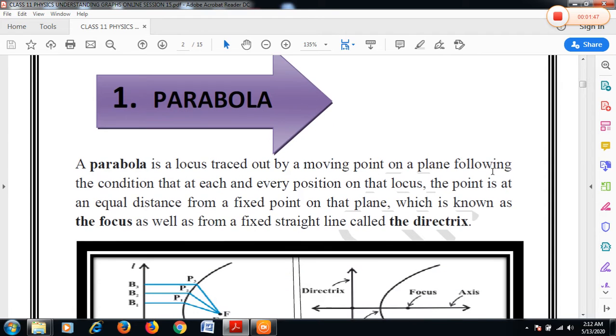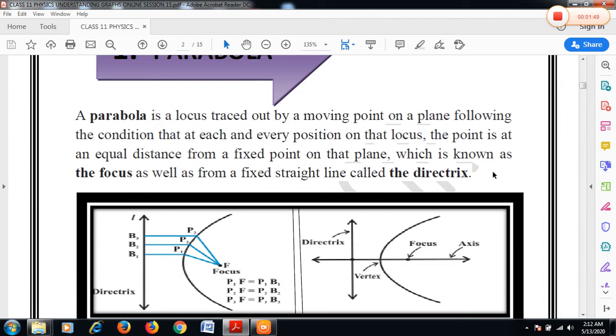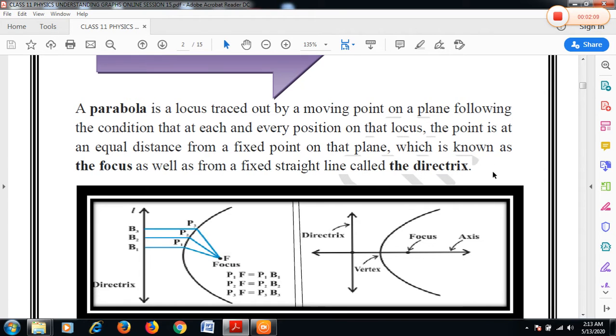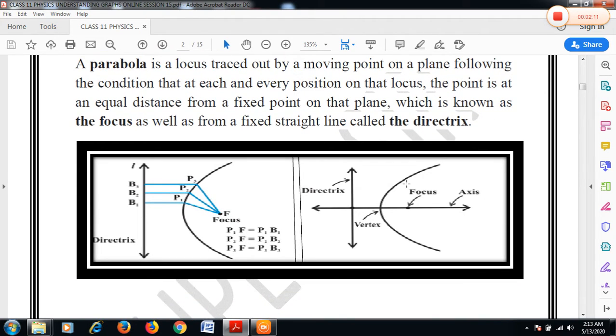What is a parabola? A parabola is a locus traced out by a moving point on a plane following the condition that at each and every position on that locus the point is at an equal distance from a fixed point on that plane, which is known as the focus, as well as from a fixed straight line called the directrix. Have a look at this figure.